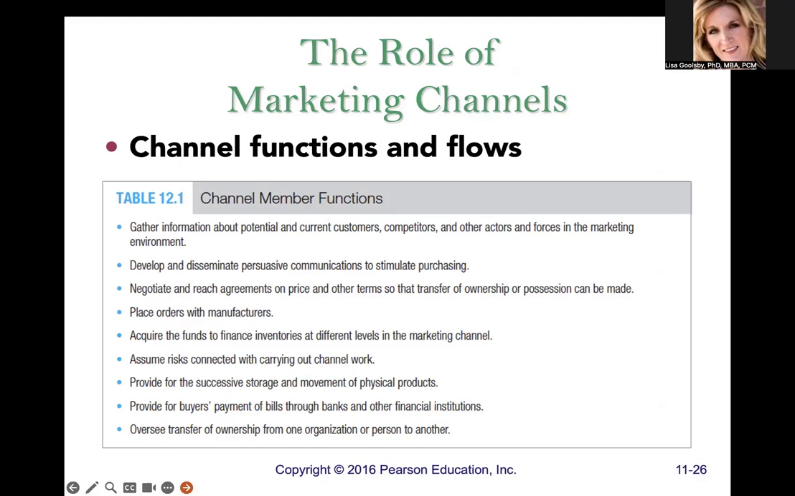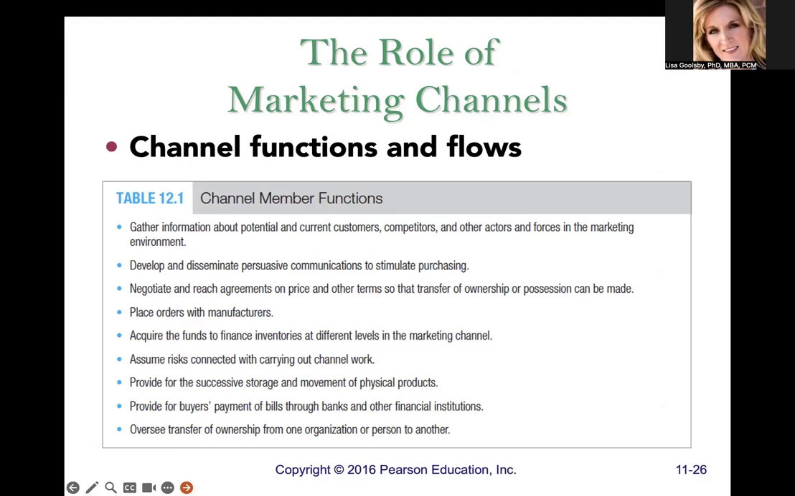Channel members serve many different functions. Channel members include wholesalers, retailers, and brokers. Those are your primary channel members. They have various functions. They gather information, they look at communications, they can help initiate purchasing. They can help with negotiation of price or how you're going to get possession of the product.